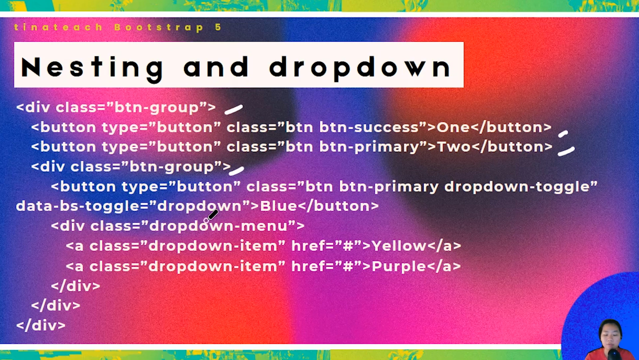Div class dropdown-menu. Now this is the drop down menu itself, where you will specify the items that are in the menu. A class dropdown-item. For now I'll just leave this blank. Yellow, and the same goes with purple. And it is as simple and straightforward as that.